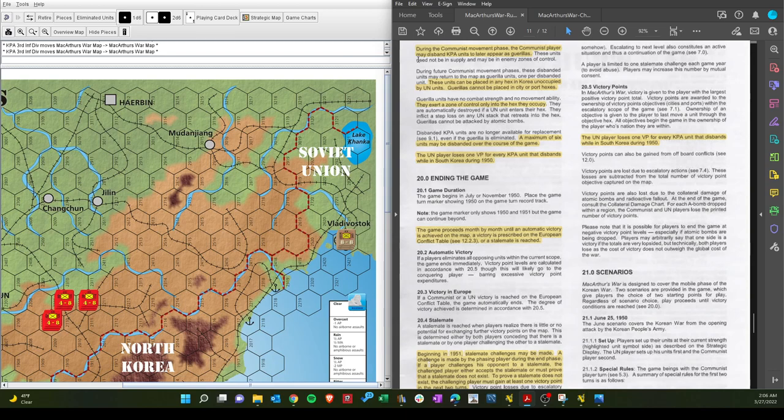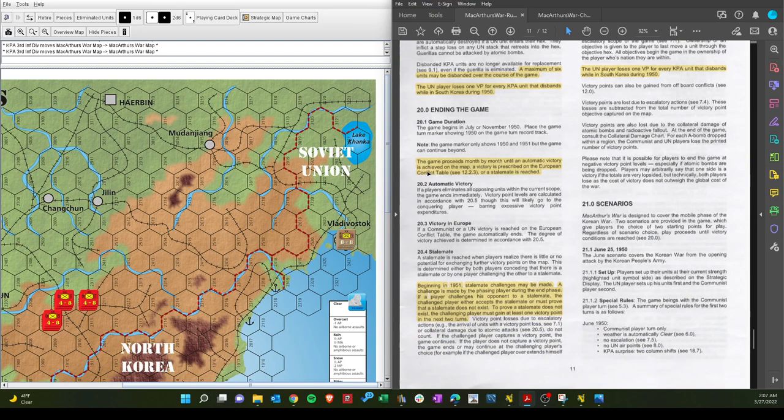You can disband them as guerrillas, and later on they can come back and you can place a guerrilla counter, which can't move, can't really do anything. It has the ZOC effect in its hex, so it forces the UN to go back and get rid of it. And a maximum of six units may be disbanded over the course of the game. And the UN loses one VP for every KPA unit that disbands in South Korea during 1950. So file that away.